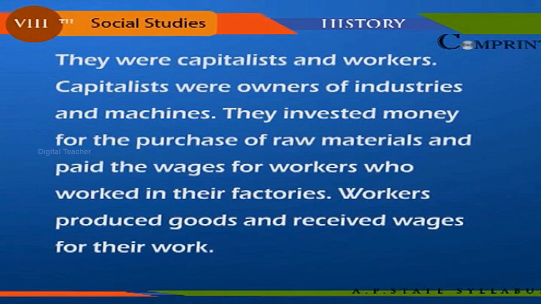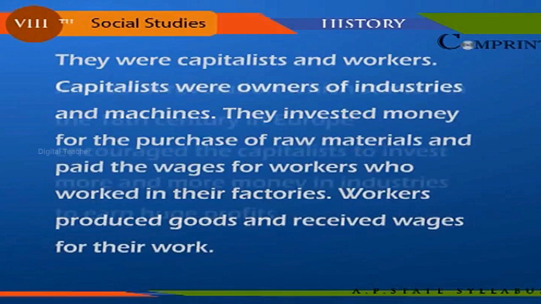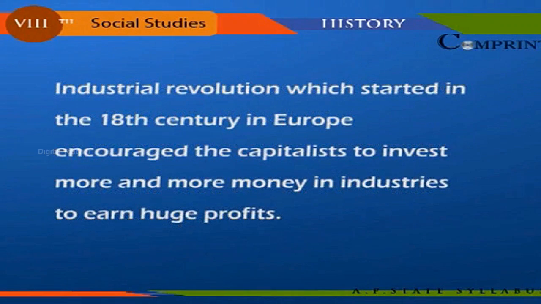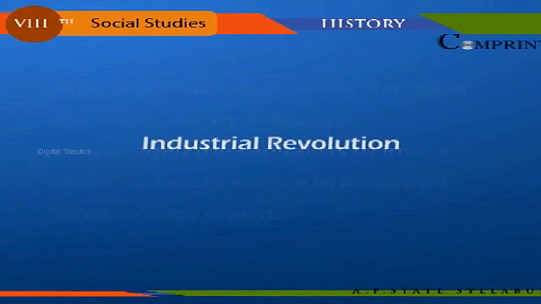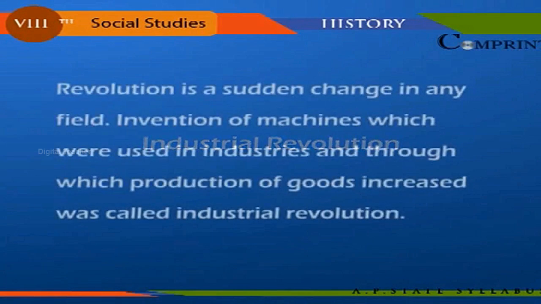Capitalists were owners of industries and machines. They invested money for the purchase of raw materials and paid wages for workers who worked in their factories. Workers produced goods and received wages for their work. The Industrial Revolution, which started in the 18th century in Europe, encouraged the capitalists to invest more and more money in industries to earn huge profits.